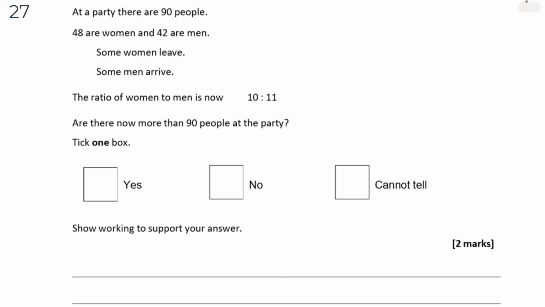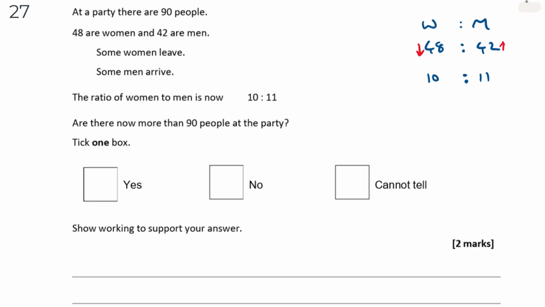Okay, so let's think this through. So there are 90 people at the party, 48 women and 42 men. So at the start of the party, the ratio of women to men is 48 to 42. Okay, now some women leave, so this number here is going to go down, and some men arrive, and this number here then is going to go up, and the new ratio is going to be 10 to 11.